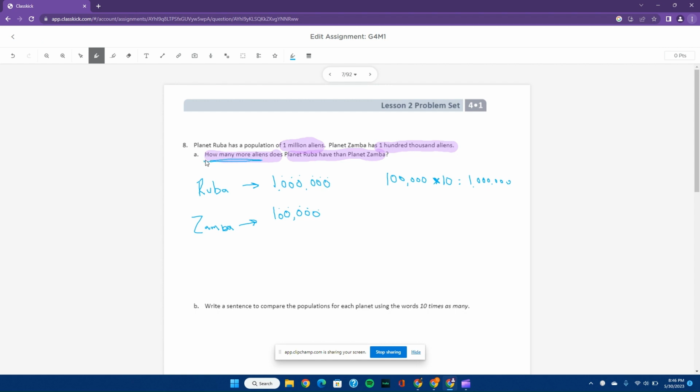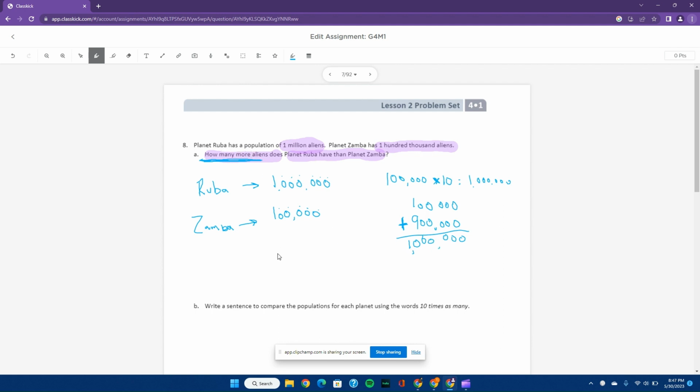Usually when we see this phrase in a word problem, how many more, that means that we need to subtract. So how do we get from 100,000 up to a million? Well, we would need to add 900,000 to turn into a million, because 100,000 plus 900,000 is going to give us that million. 0, 0, 0, 0, 0. 1 plus 9 is 10, which bumps my 1 over into the millions place. So how many more aliens?